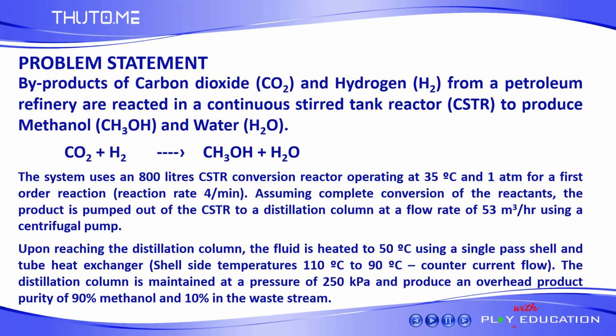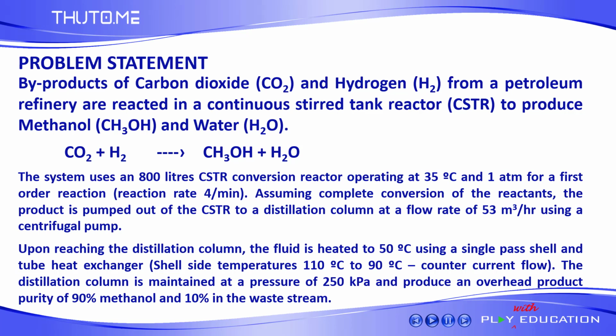We are further told that the system uses an 800-liter CSTR conversion reactor operating at 35 degrees Celsius and a pressure of 1 atmosphere for a first-order reaction with reaction rate 4 per minute. Assuming complete conversion of the reactants, the liquid product is pumped out of the CSTR to a distillation column at a flow rate of 53 cubic meters per using a centrifugal pump.